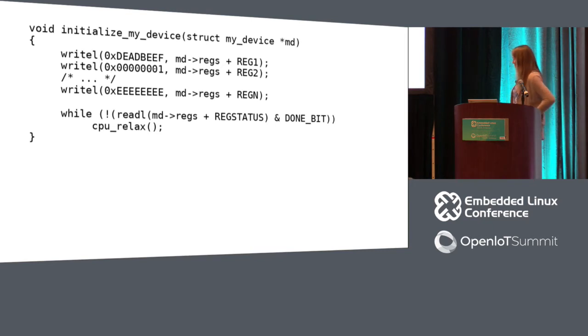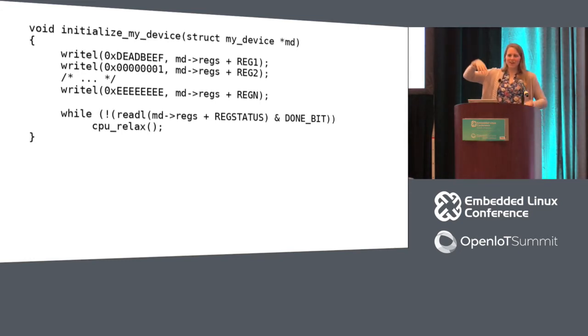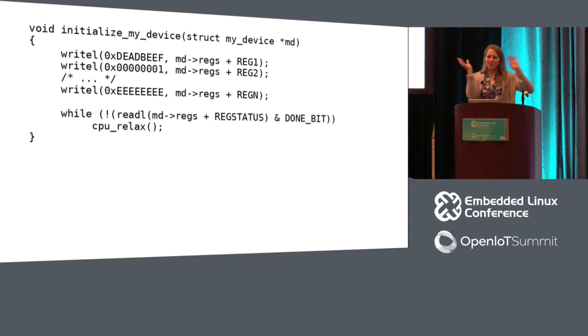So here is the basics of what was going on. When I plugged in the cable, the network interface went down and then up. When the interface went up, there was a bunch of register writes to some configuration block in this particular hardware device. And then there was a read, and the read was like, okay, I wrote all this configuration data, now tell me when you're done with your configuration.